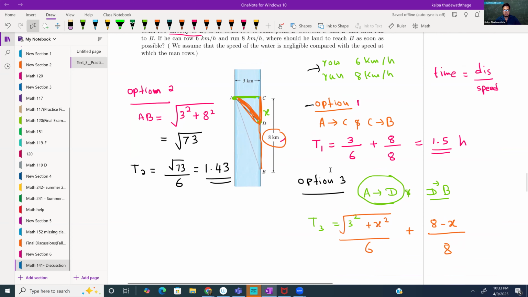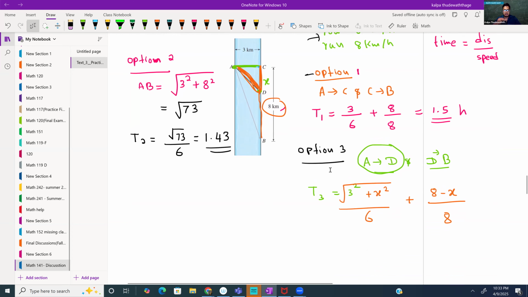Okay, this is the time, but I'm going to minimize the time. Yeah, I'm going to minimize the time and try to find where he should land in such a way that he can minimize that time. So I'm going to find x such that he can minimize the total travel. So I'm going to differentiate T3 with respect to x.